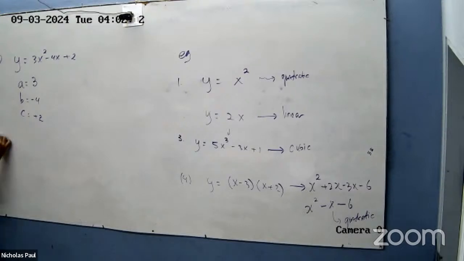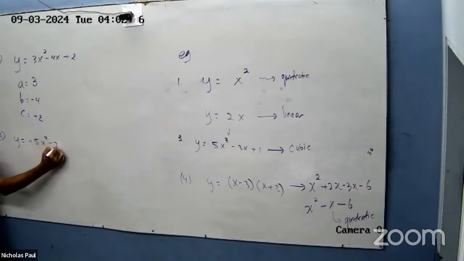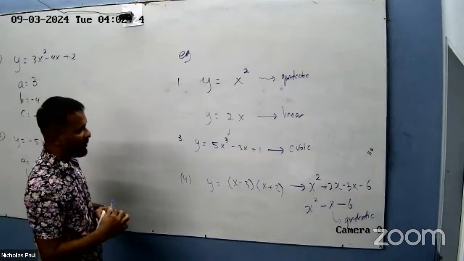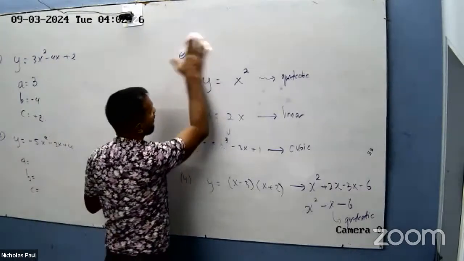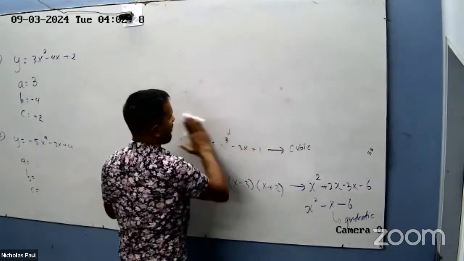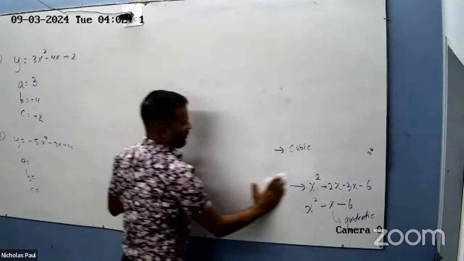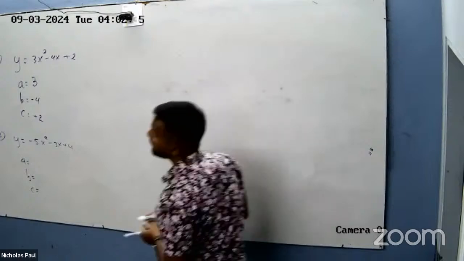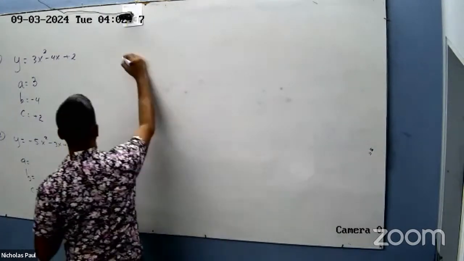Right? Try number 2. Tell me what is A, what is B, and what is C. Baptiste, you okay online? Yeah, okay, nice.